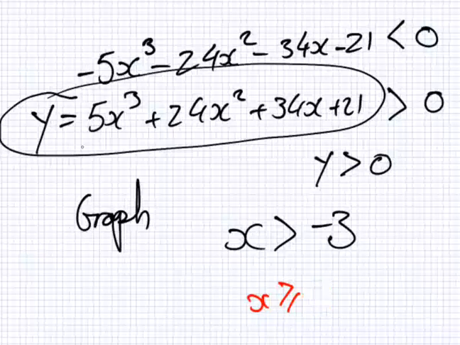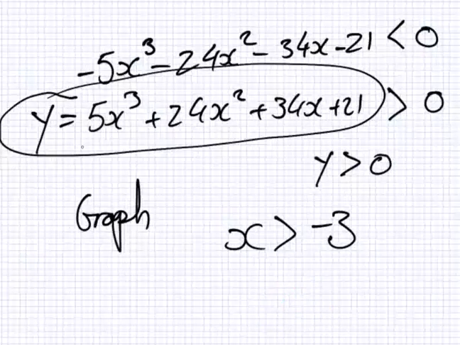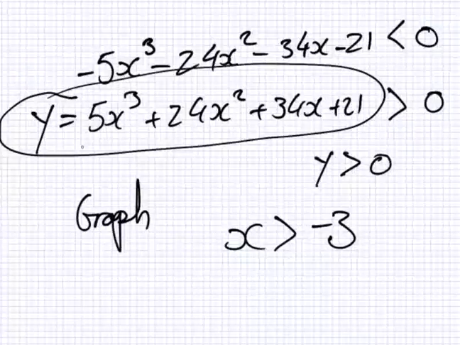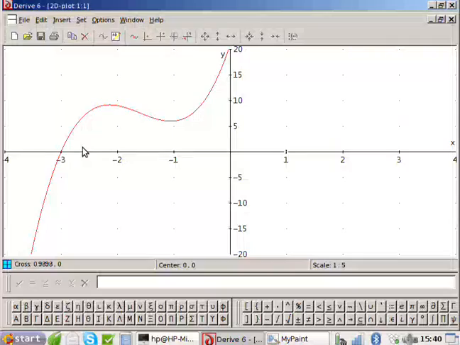Okay, so this one here now, you want to know when this is less than 0. So what I'm going to do first to make the problem a little bit easier is multiply everything by minus 1. So you have 5x cubed plus 24x squared plus 34x plus 21 greater than 0. You might remember that when you multiply by minus 1 it turns the inequality around.